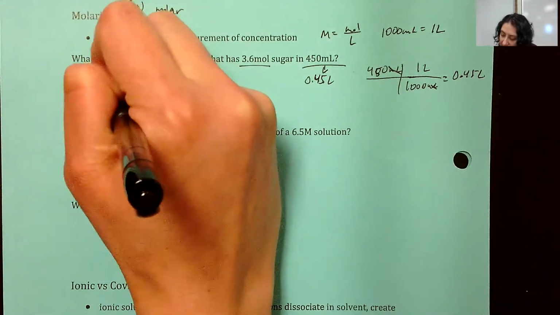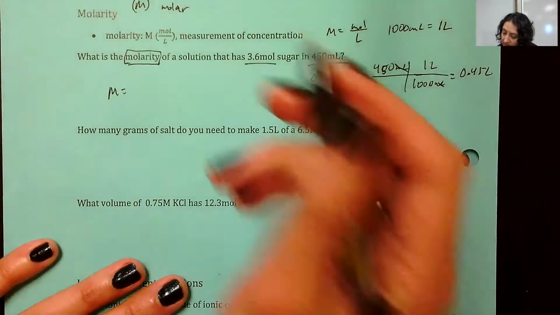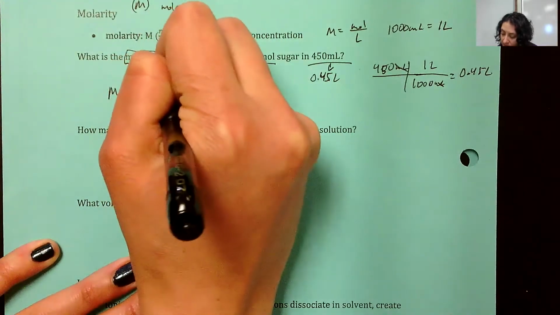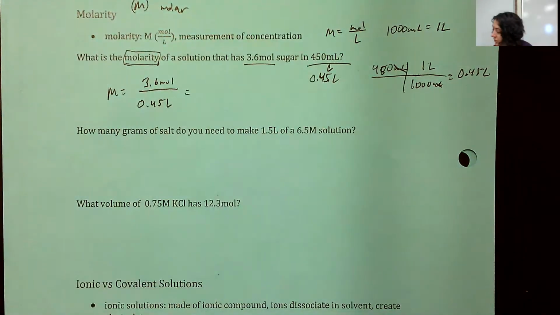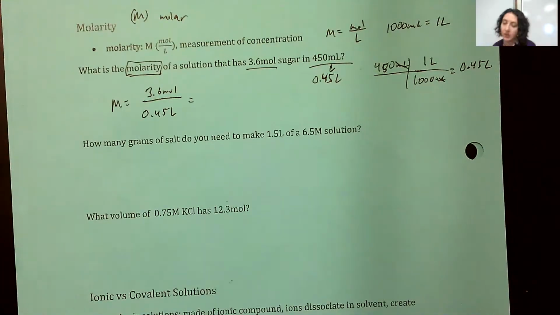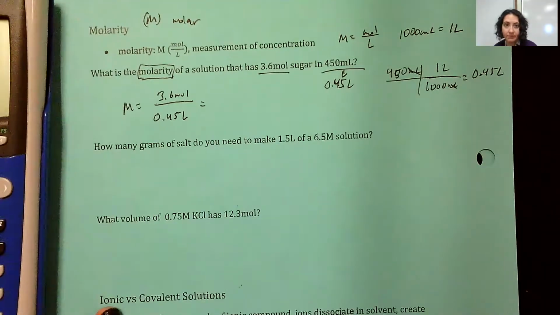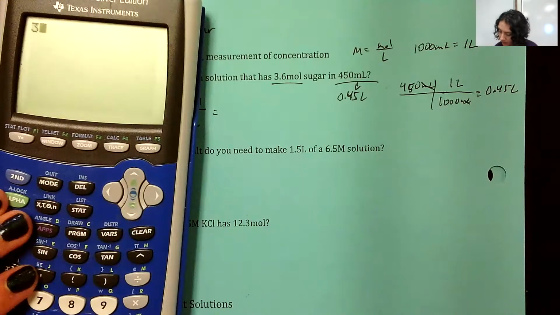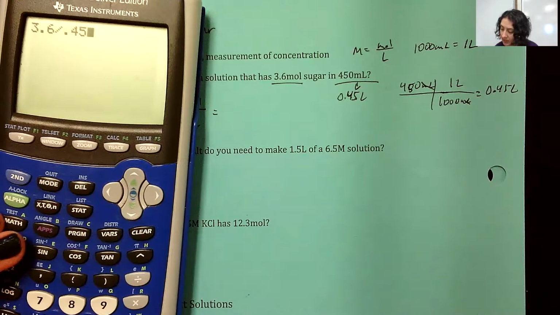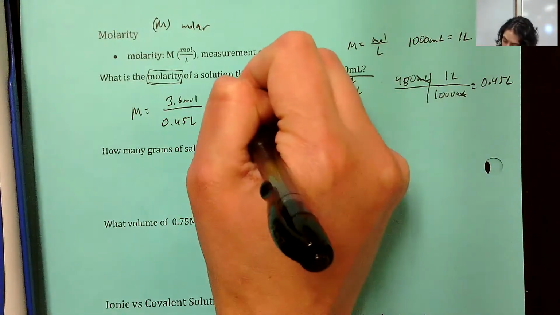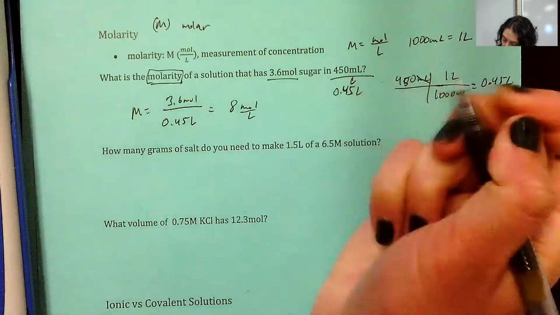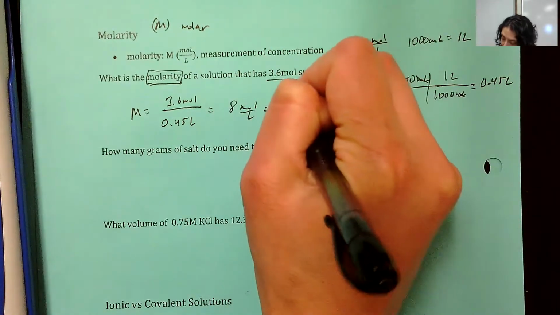So molarity is going to be equal to the moles divided by the liters. We have 3.6 moles. We have 0.45 liters. So we just need to do the math. Let me grab my calculator here. I was not ready for this, weirdly. Okay. So 3.6 divided by 0.45 is 8. That's going to be 8 moles per liter. You can also say 8 molar.